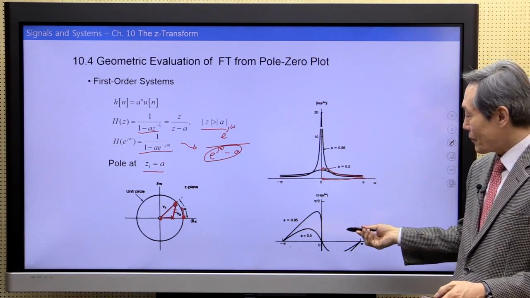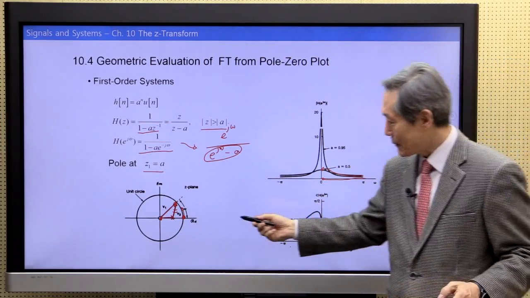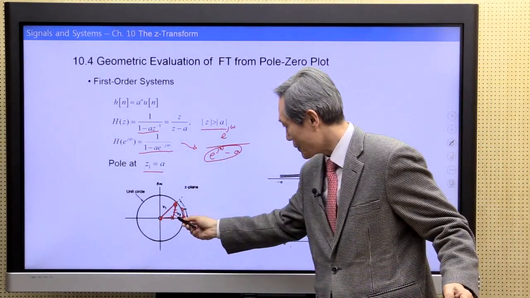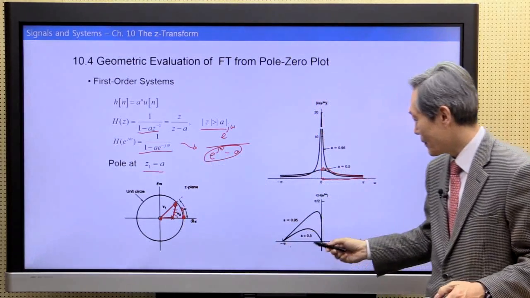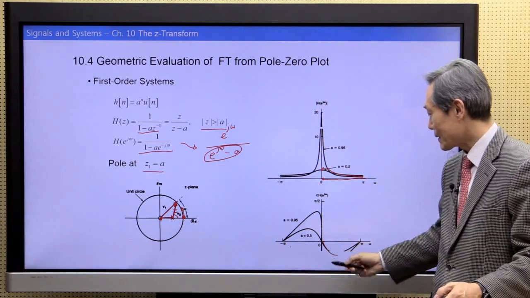In the case of the phase, we get something similar. The phase starts from 0 and increases. And because it is on the denominator, the value is decreasing like this.